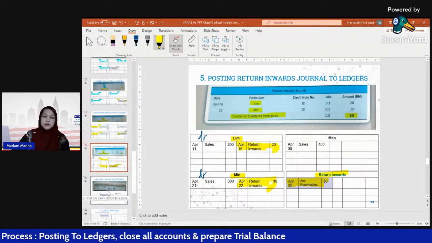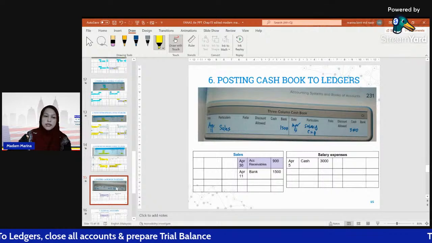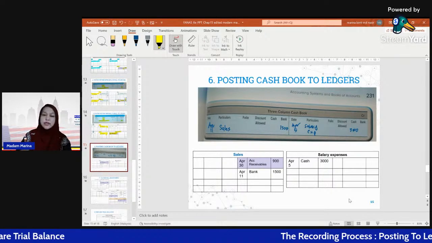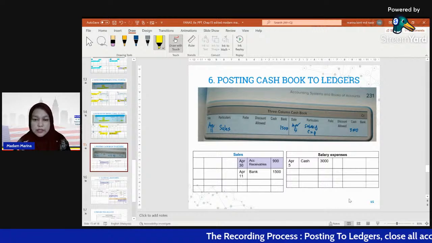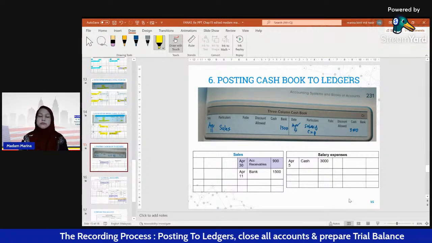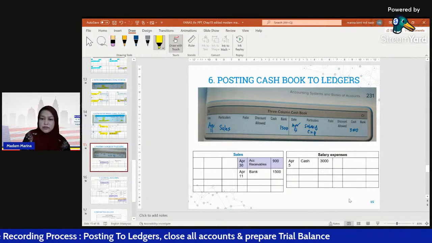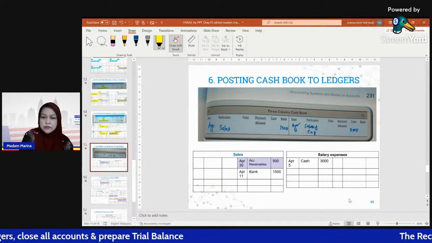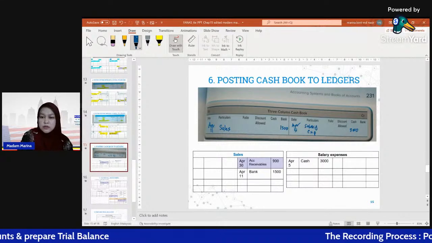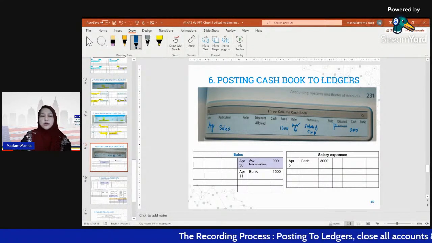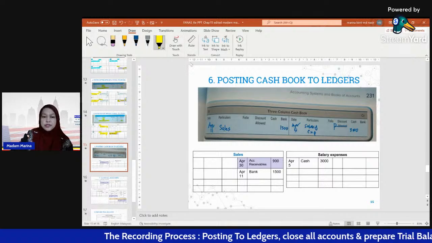Okay, now the last part of the posting is posting from cash book to ledger. Okay, I only show you 2 examples from the cash book, 3 column. But we don't have a discount allowed and discount received account here. Okay, this is actually discount received. So how to record the first transaction here?